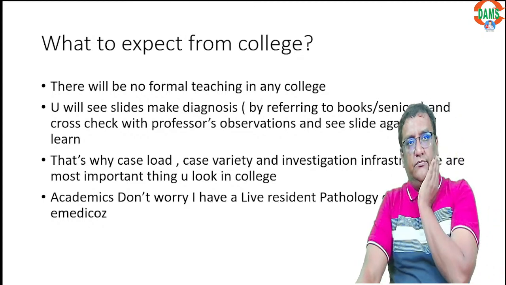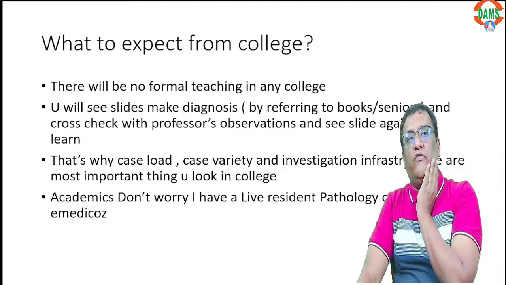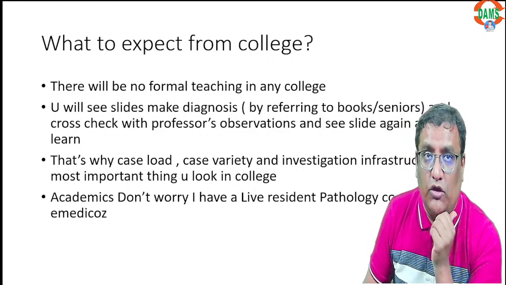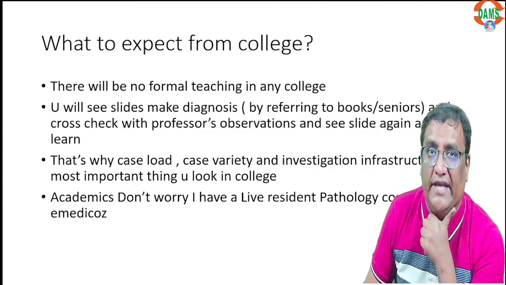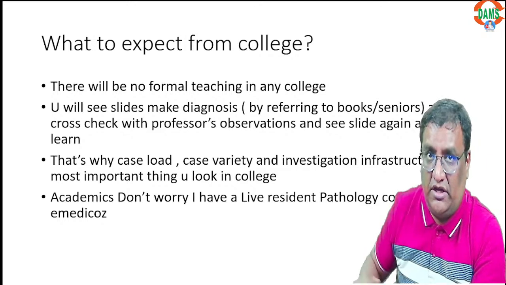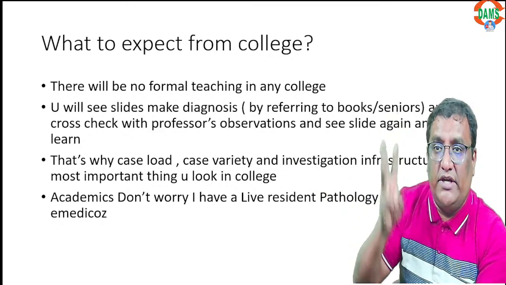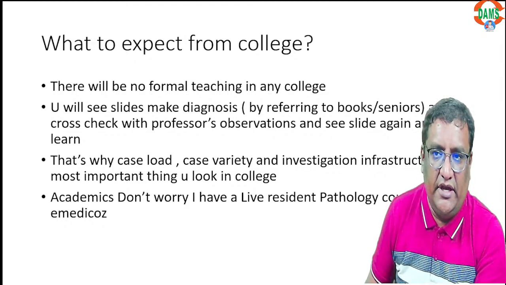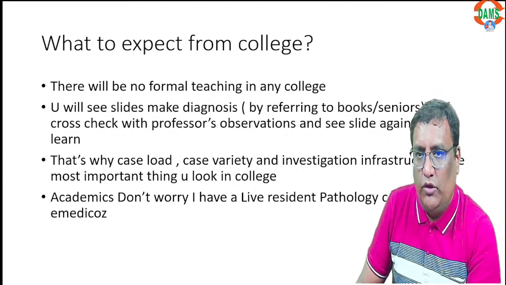Cross match. So basically this is how the learning happens, and that's why I say don't look for teaching, look for caseload, look for case variety, and also look for investigation infrastructure. These three are the most important things that you'll be looking for.